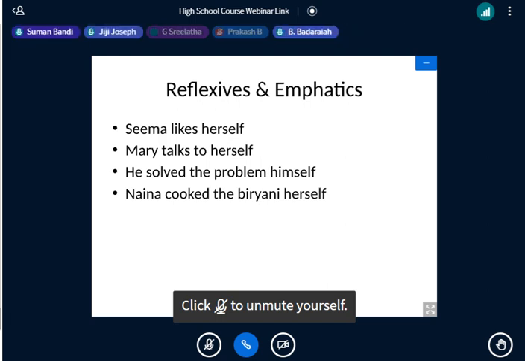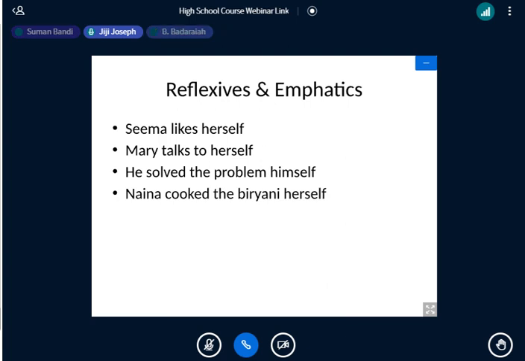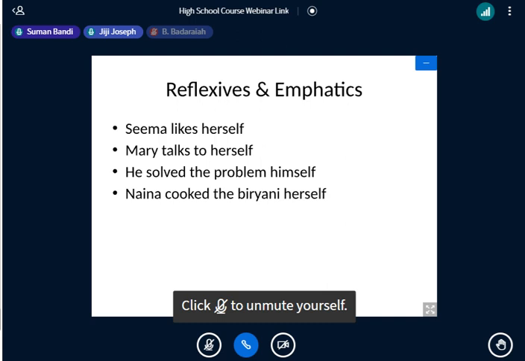Reflexive. Yeah, many teachers do guesswork, but if you are confident, well and good, you should not do guesswork. In the first two sentences, they are used as reflexive, and in the last two sentences, they are used as emphatic. Correct, very good, sir.